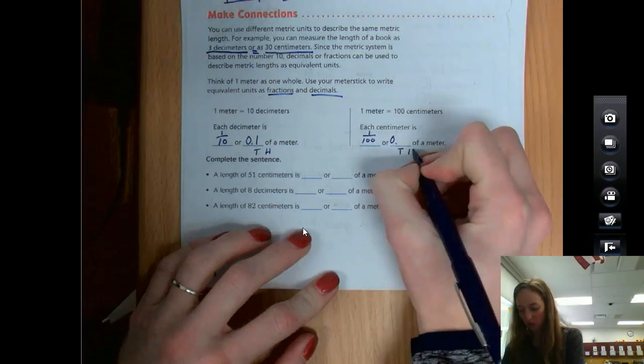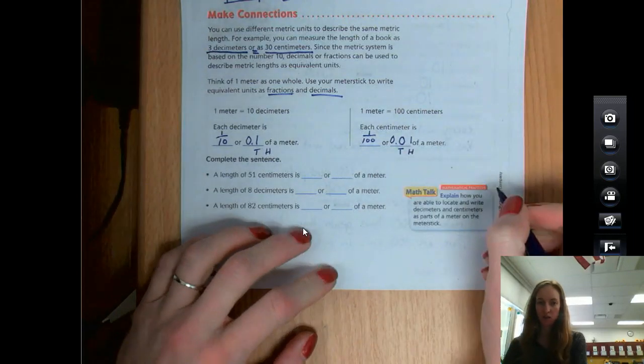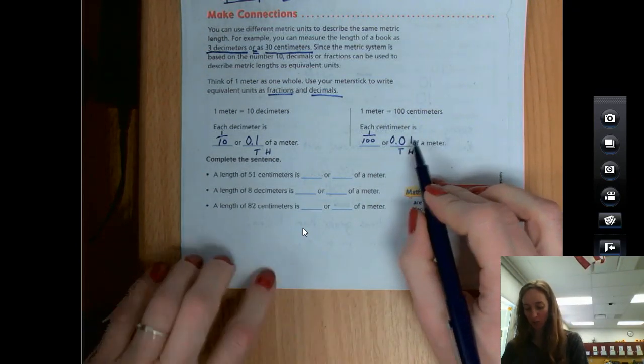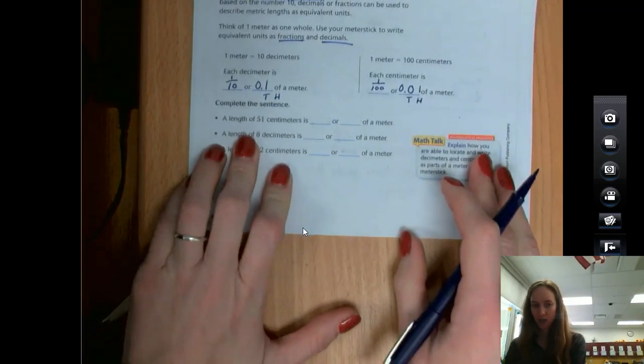This would be the tenths place. This would be the hundredths place. 1/100th. I have to put a 0 there, so it pushes it out. So it holds the space. Okay? All right. So here's where we start using our little help guide.